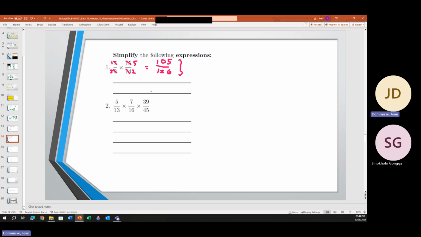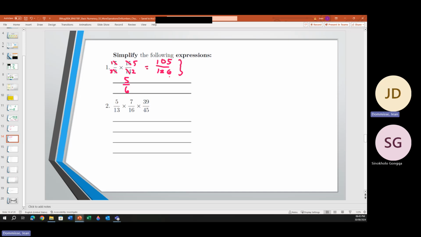Okay, so now I can do exactly the same. 1 times 5 is 5. 3 times 2 is 6. 5 over 6, and we're going to check now if it is the same as 105 over 126. So 105 divided by 126 is 0,833. If we say 5 divided by 6, it's 0,833.